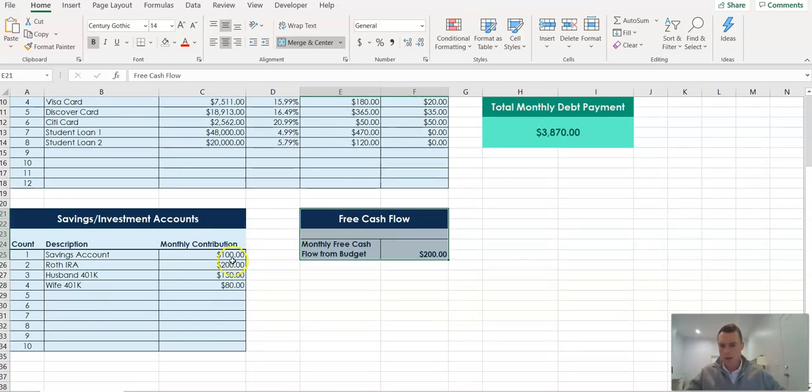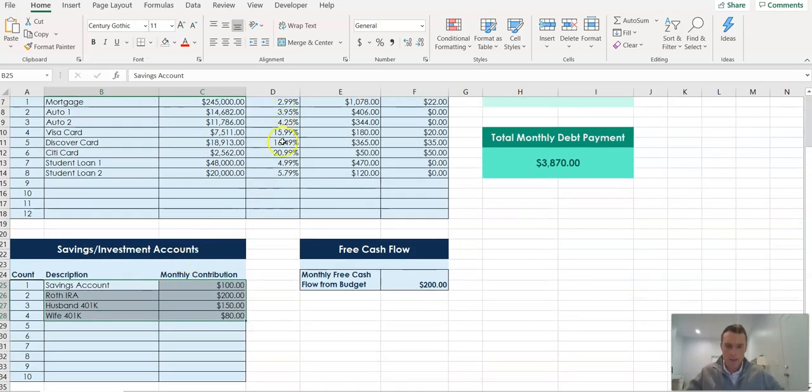I want to jump back very quickly to the lower left here, savings and investment accounts. We talked about how, oftentimes, these are an inefficient use of your dollars. This money would be better spent paying down your debts because the interest rate on your debts is much higher than what you actually earn on a real annualized rate of return on your investments.